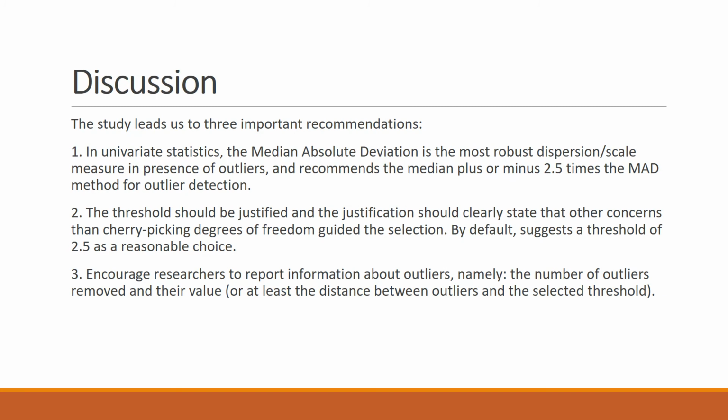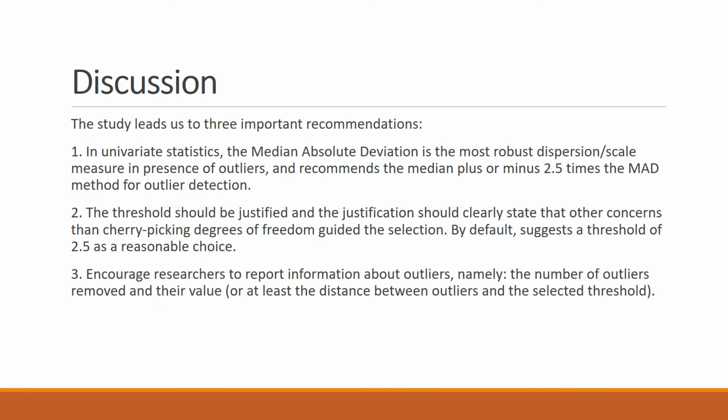So let's discuss the conclusion. The study showed that the method conventionally used, that is the plus minus 3 standard deviation rule, is problematic and argued in favor of a robust alternative. This leads us to three important recommendations. In univariate statistics, the median absolute deviation is the most robust dispersion scale measure in presence of outliers according to this study, and this study recommends median plus minus 2.5 times MAD for outlier detection.